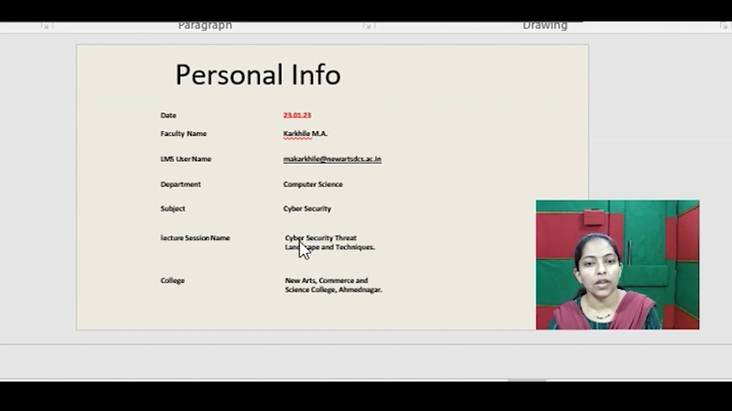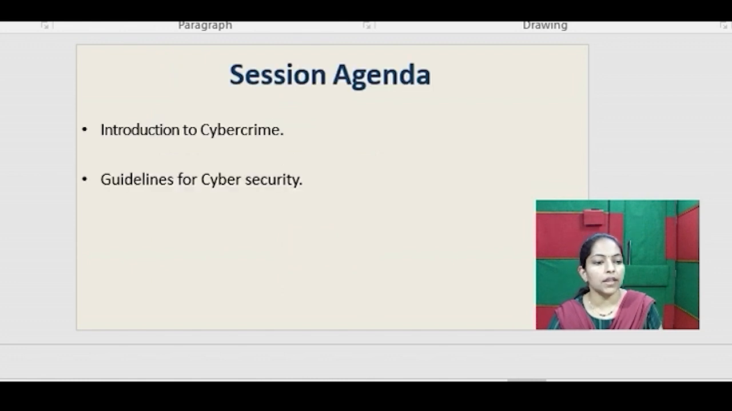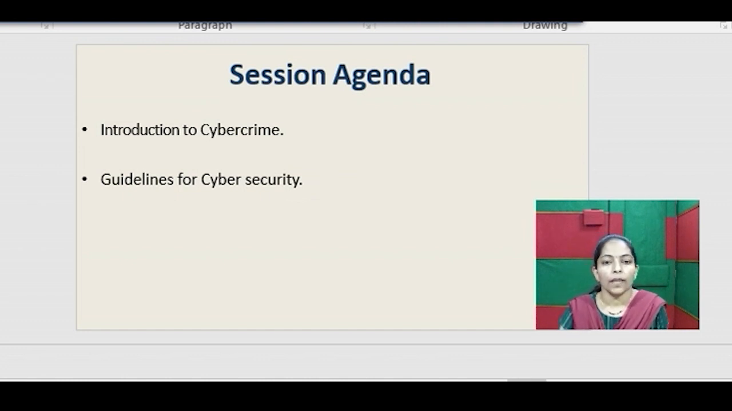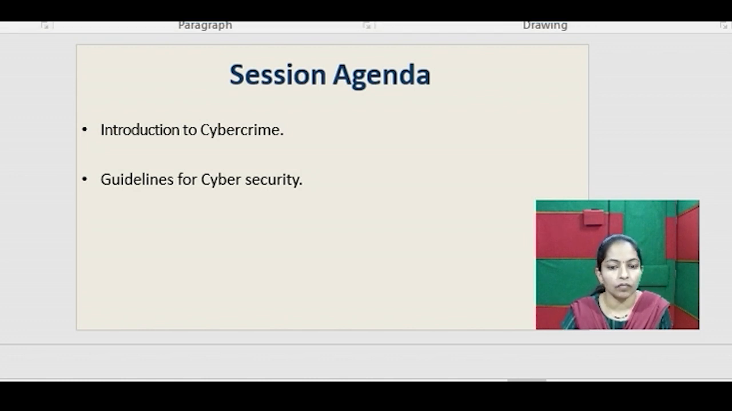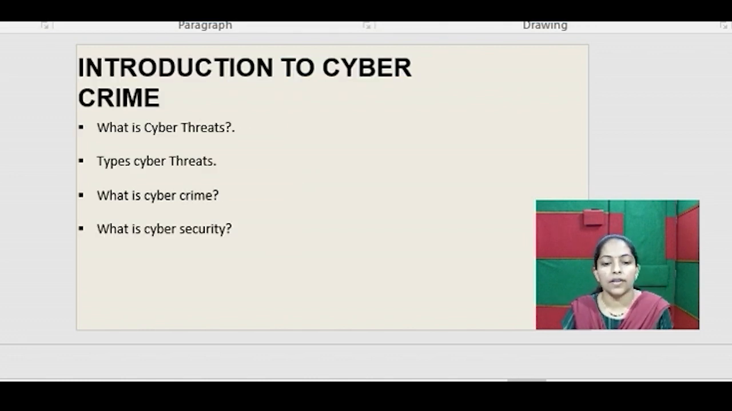Today, we are here to discuss the topic cybersecurity, threat landscape and techniques. But before going through the landscape of threats, firstly we discuss the cyber crimes and cyber security, which is the main agenda of this session. And in this session we mainly discuss cyber threats: what are cyber threats, types of cyber threats, what is cyber crime and types of cyber crimes, and cyber security.